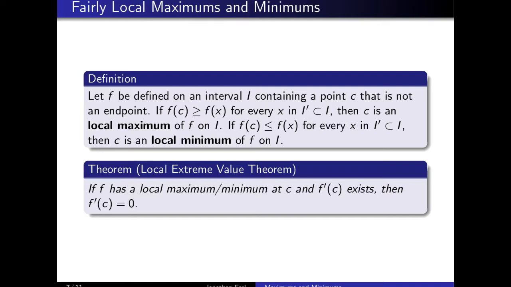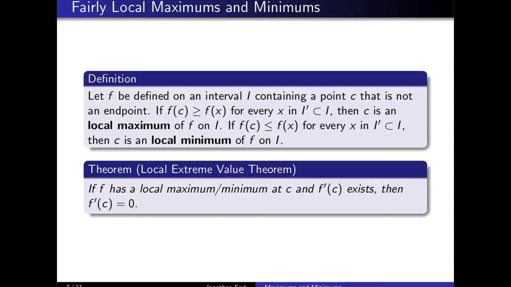Basically, what local maximum and minimum says is that you're getting a maximum for a subinterval, which is what I'd alluded to before. So suppose that you have some grand interval I, and you take some smaller interval I prime. If f of c is the maximum on this smaller interval I prime, then you have a local maximum, and if f of c is the smallest value, you have a local minimum.